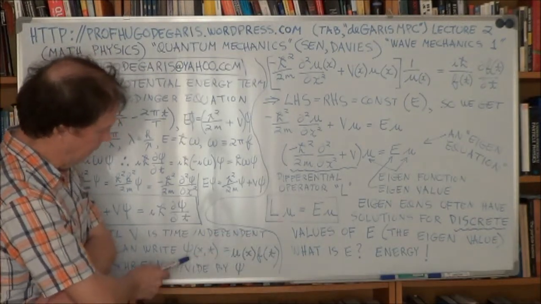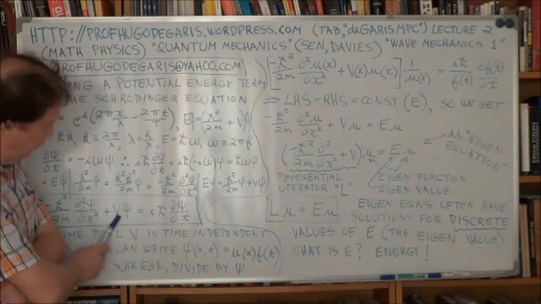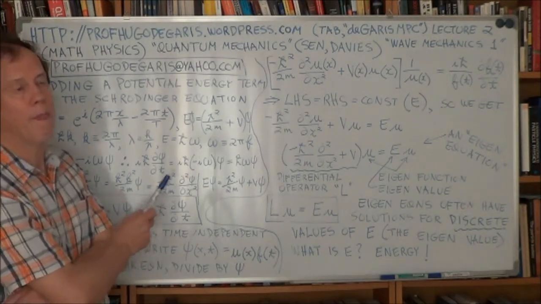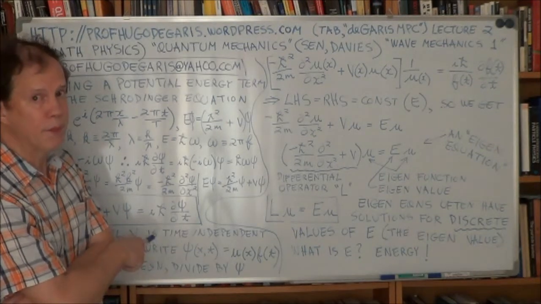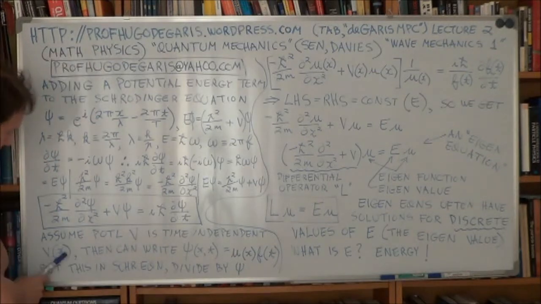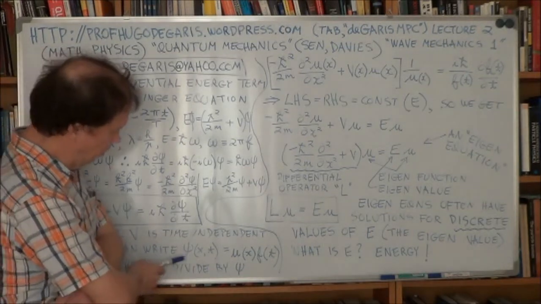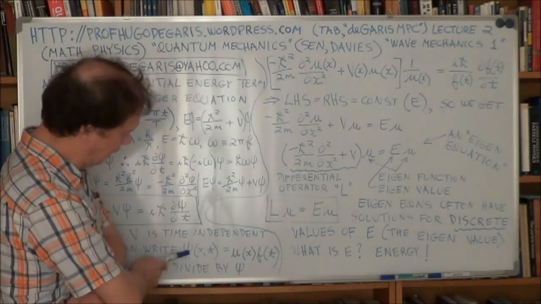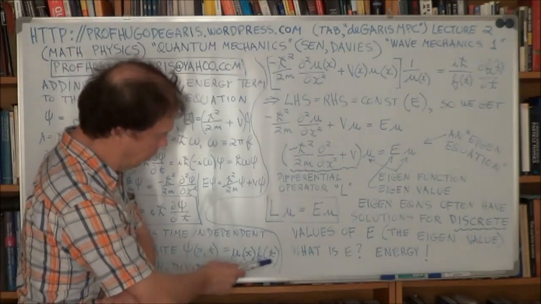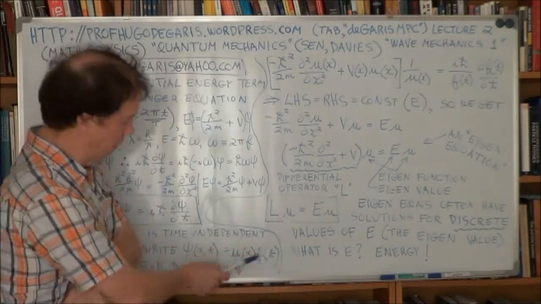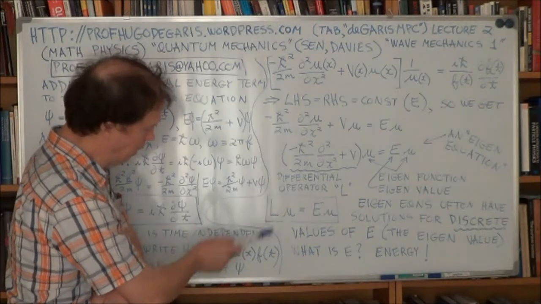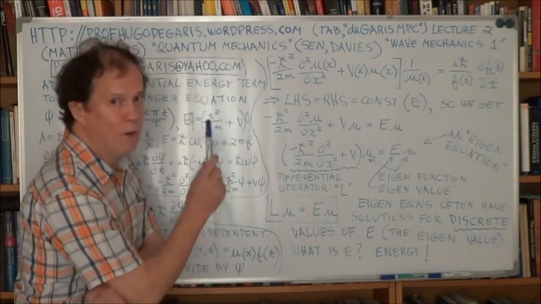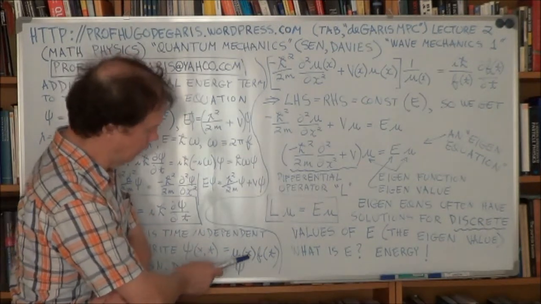Okay, so long as your v here does not depend on time, only on x, then you can split up this psi function into the product of two other functions. One function depends only on x, and the other one depends only on time. Okay, so u of x, f of t.